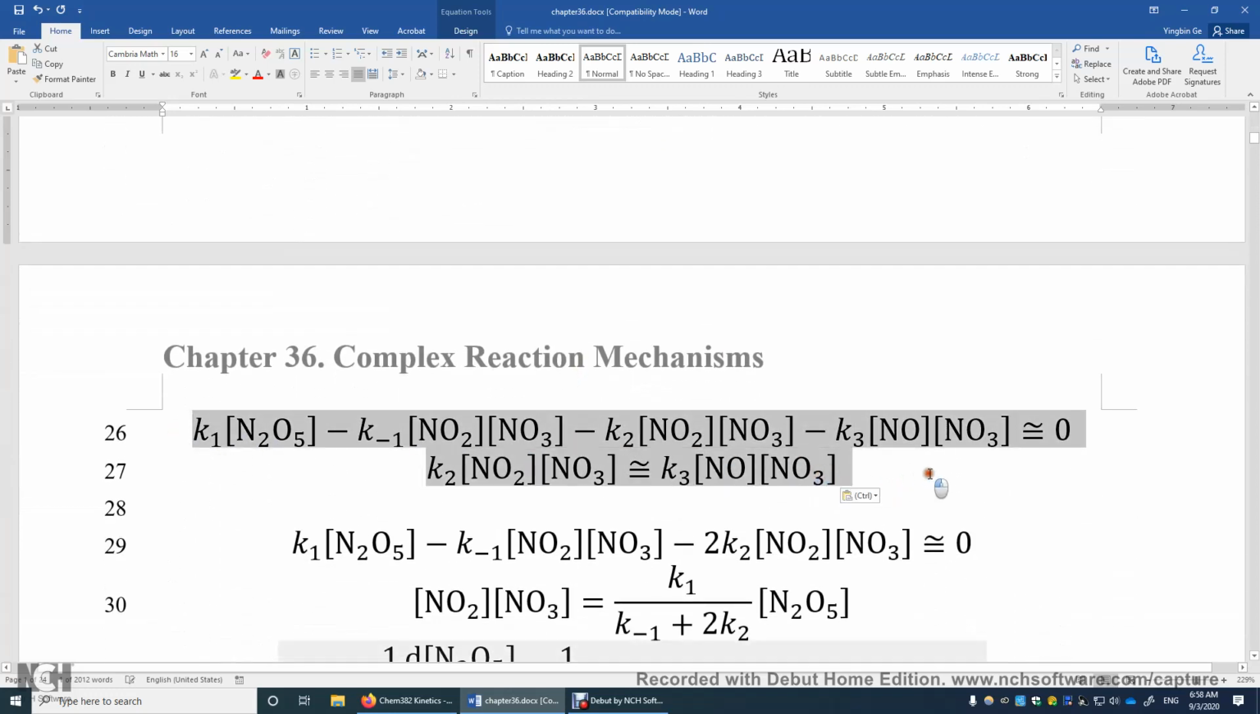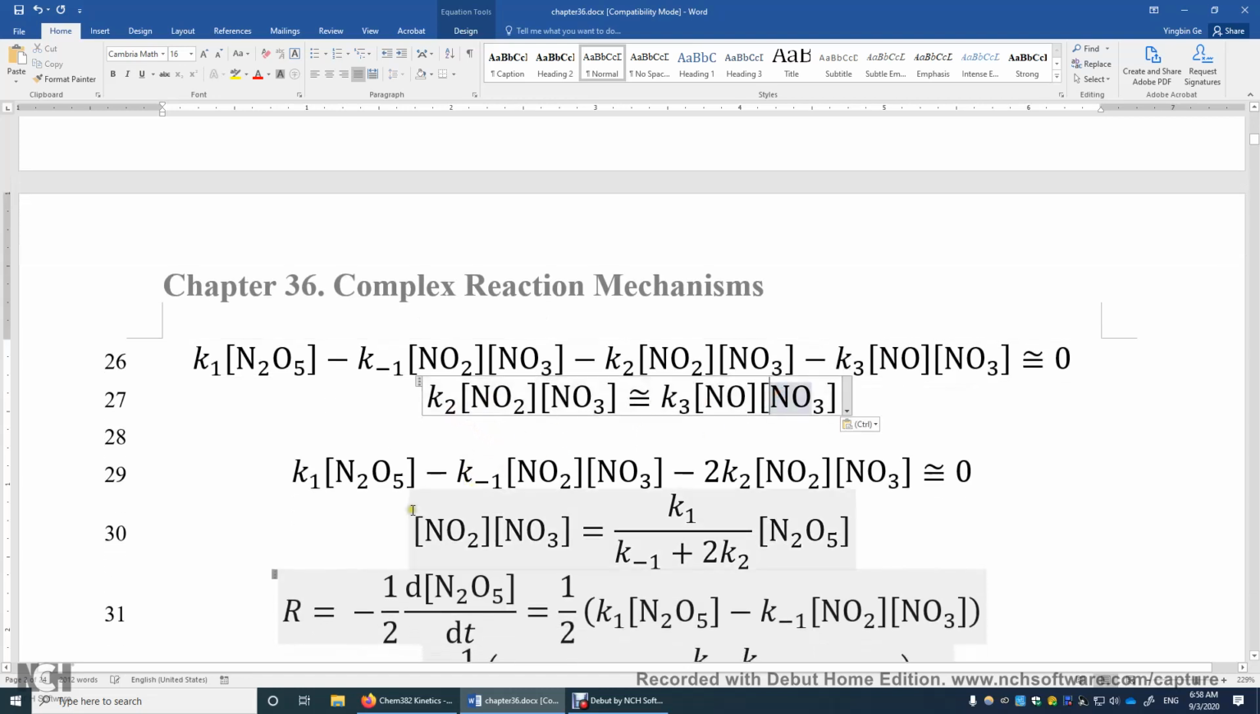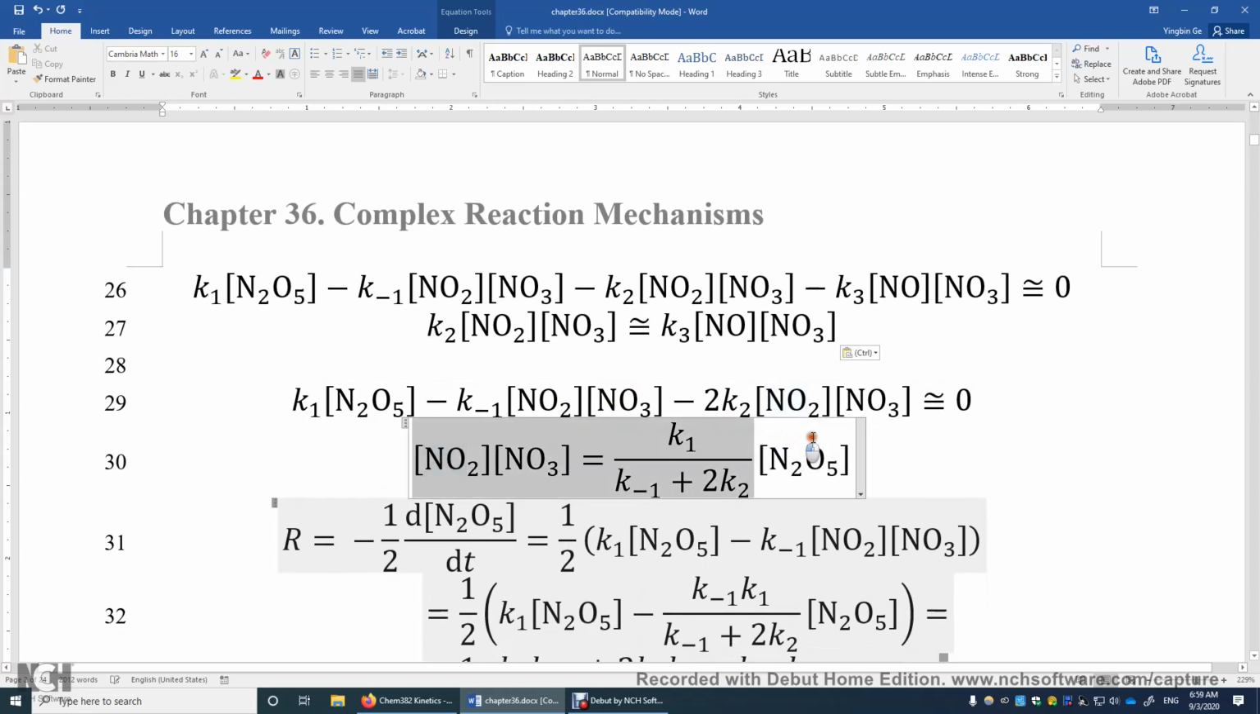Alright, so again, we have these 2 algebraic equations from making the steady state approximations for NO and NO3. We got these two equations, and again this over here, K3 times NO is simply K2 times NO2. So really, these two terms are exactly the same. This term and this term are exactly the same after you replace K3NO with K2NO2. And now we have only three terms. 1, 2, 3. Have three terms. And even better, these two terms, they have a common factor. NO2 times NO3. That's the common factor. So we got this equation.